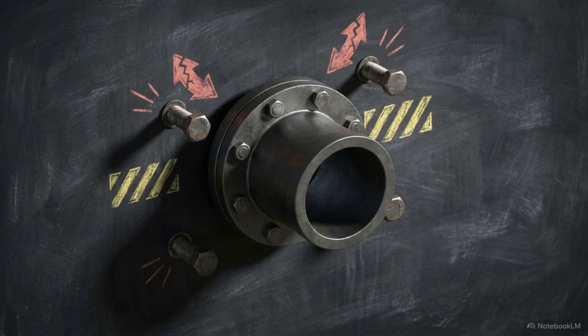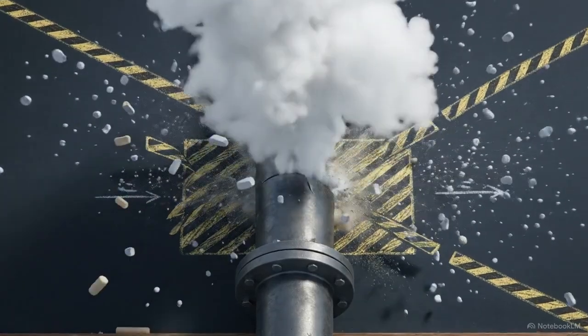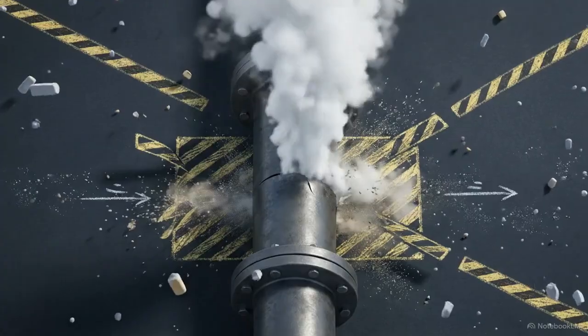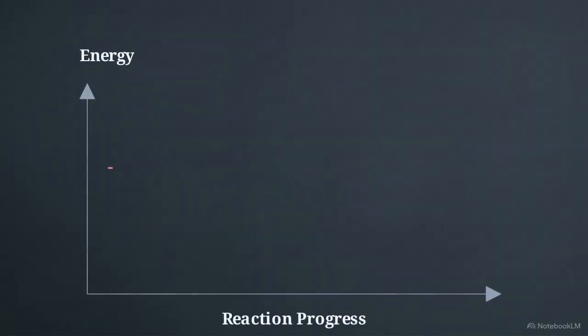Pushing the pressure even higher would mathematically increase the yield. However, 200 atmospheres acts as an economic safety ceiling. Beyond this point, the specialized reinforced pipes required become too expensive to build and too dangerous to operate. To maximize this compromised setup, engineers use a final chemical tool, an iron catalyst.